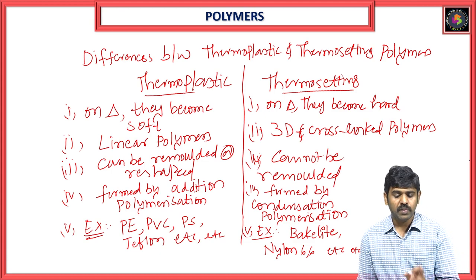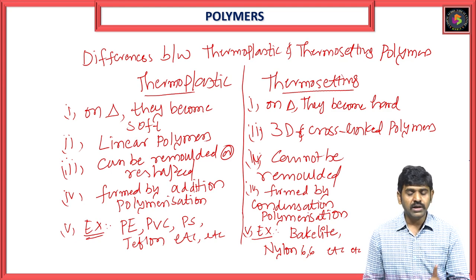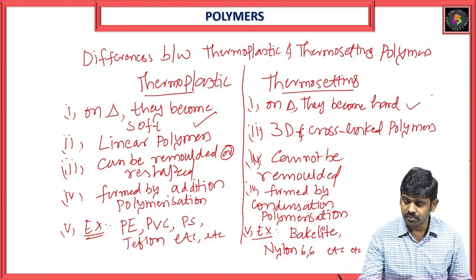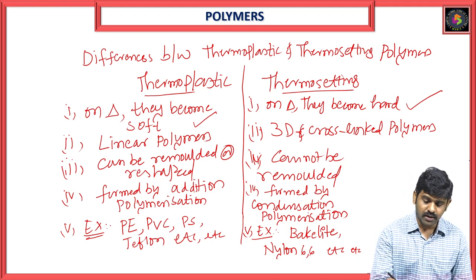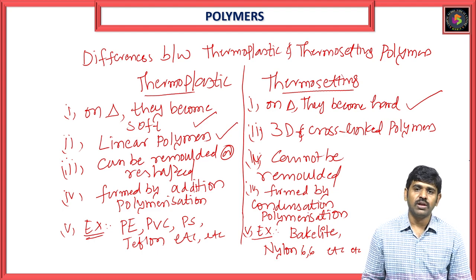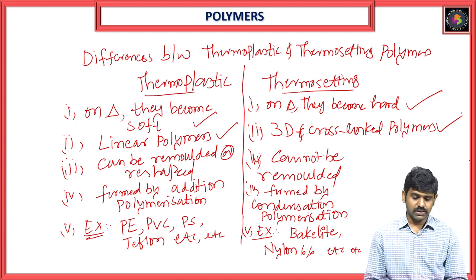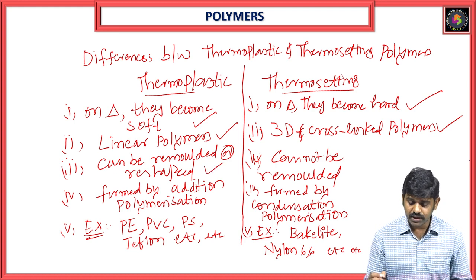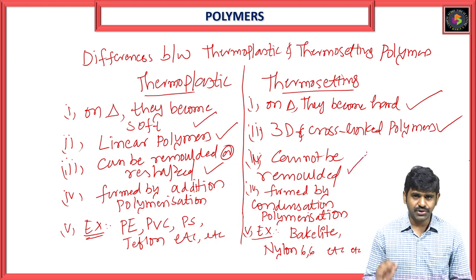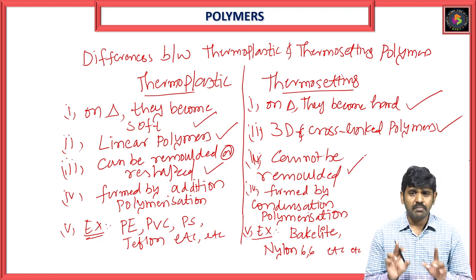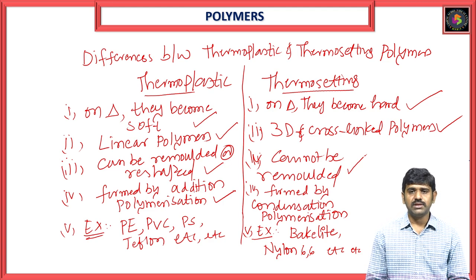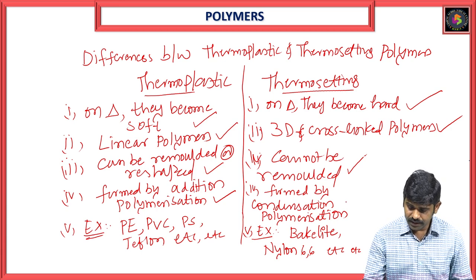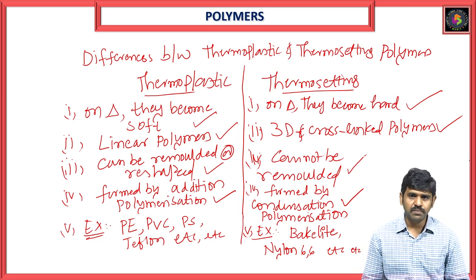Right? So, differences between thermoplastic and thermosetting, once again. On heating, thermoplastic polymers become soft, whereas thermosetting polymers become hard. Thermoplastic polymers are linear polymers, and thermosetting polymers are 3D and cross-linked polymers. Thermoplastic polymers can be remolded or reshaped, whereas thermosetting polymers cannot. Thermoplastic polymers are mainly formed by addition polymerization, and thermosetting polymers are mainly formed by condensation polymerization.